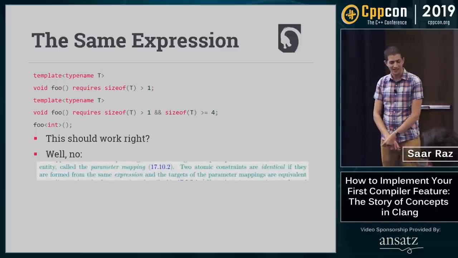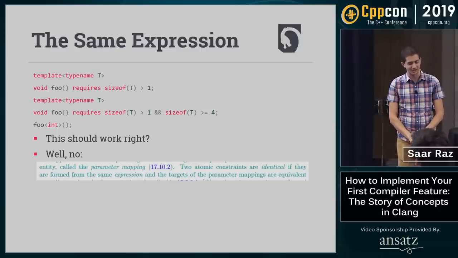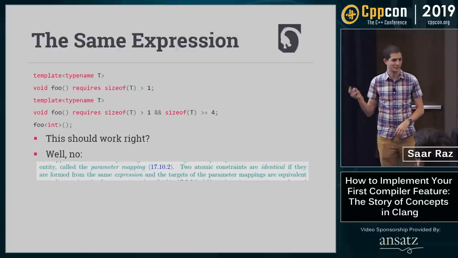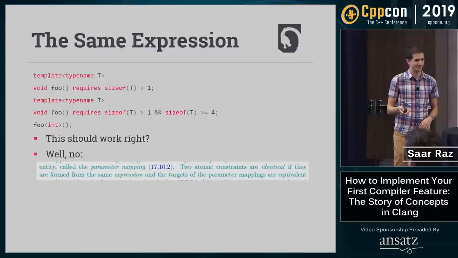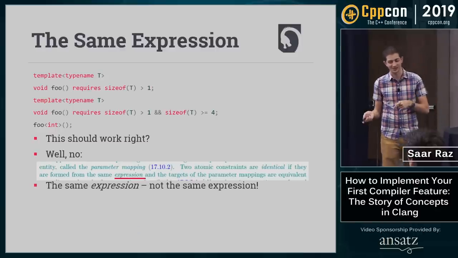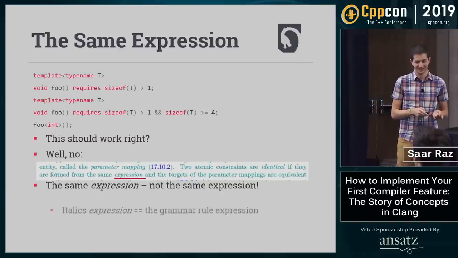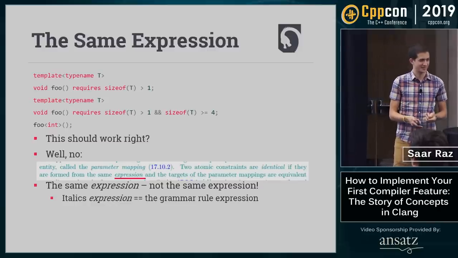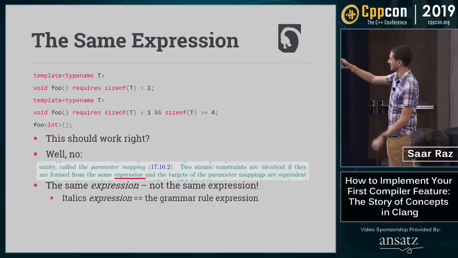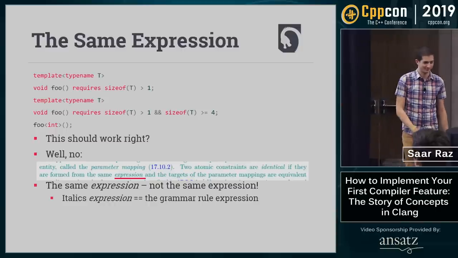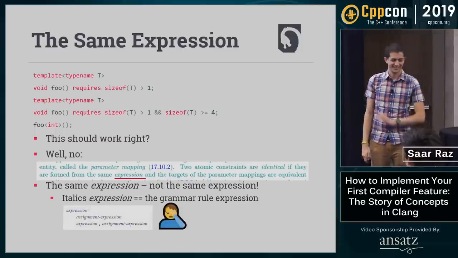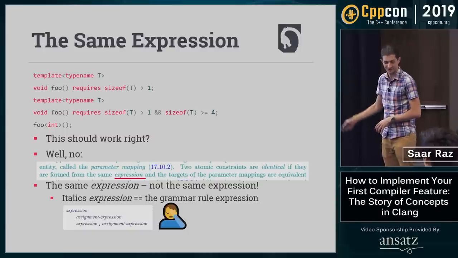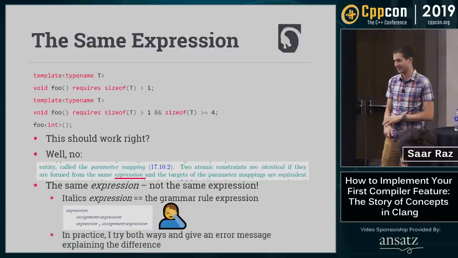Why is that? Well, let's see the standard. Two atomic constraints are identical if they are formed from the same expression and the targets of the parameter mappings are equivalent. This is the same expression, right? Size of t is greater than 1 appears in both places. Okay, so why isn't it the same expression? Well, it's the same expression, but not the same expression. When you say expressions in italics, you actually mean the grammar rule expression. And because they are derived from different places in the source, this means they are not equivalent. You have to actually go ahead and place this size of t greater than 1 in a concept in order for this to work. So yeah, I've had numerous bug reports complaining that this doesn't work, where actually it is invalid to do such a thing, but nobody in the world is going to know this. So in practice, I try both ways and complain if the user probably got it wrong.